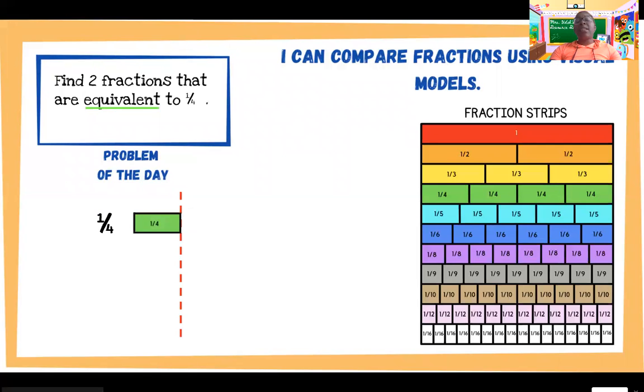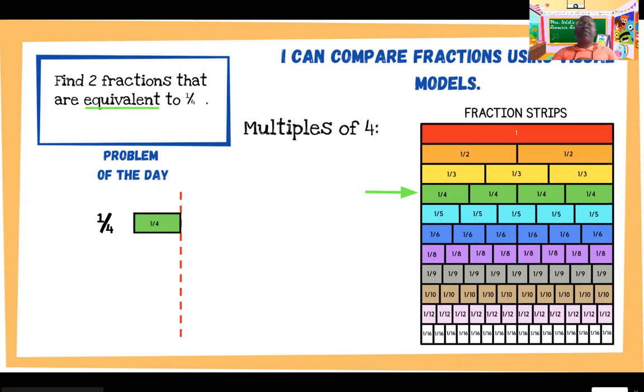Now, here's our 1/4. And yesterday, I taught you guys a strategy for figuring out how to find fractions that are equivalent to 1/4. Does anyone remember what it was? That's right. We can find fractions equivalent to 1/4 by looking at the multiples of 4. Remember, multiples are the answers or the product that you get when you multiply 4 times 1, 4 times 2, 4 times 3, 4 times 4, and so on and so forth. So let's do that together.